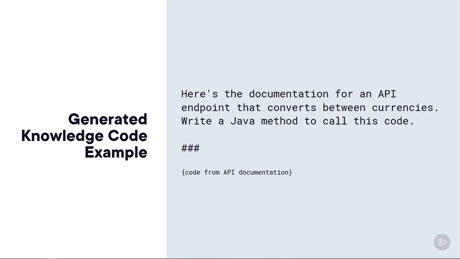Here's another example that's super helpful for developers out there, the ability to give it knowledge from API documentation. So APIs are changing all the time, there's new ones out there as well, so chances are the model's training data is a little bit out of date. But not to worry, you can just feed in the documentation from the API. In this example, we would pass in documentation from an endpoint that converts between currencies, and then we're asking for a Java method to call that code. Let's see this one in the playground.